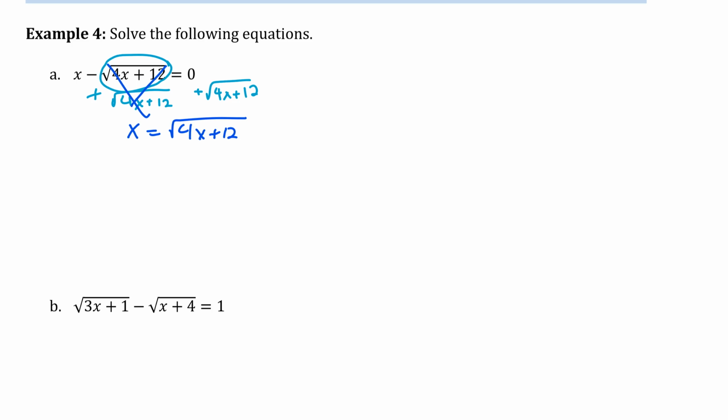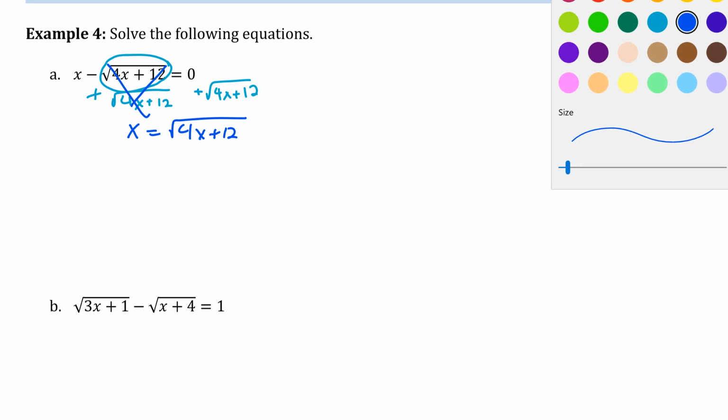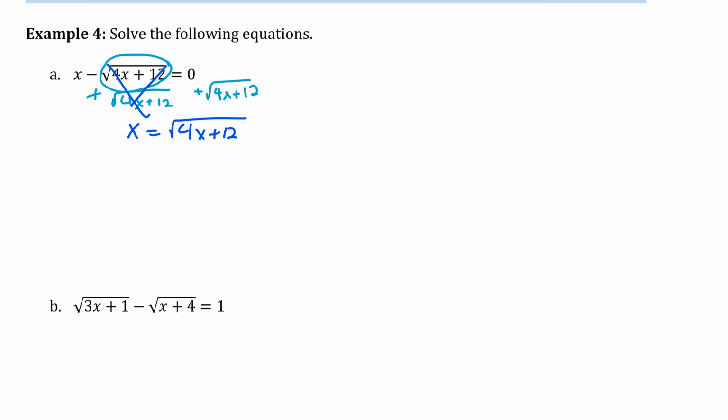So this one was kind of nice because now I just have a radical equal to something else. Now that I have the radical by itself, I'm going to raise each side of my equation to the square because this is a square root, okay? So that's going to give me x squared. Remember that the square and the square root cancel.